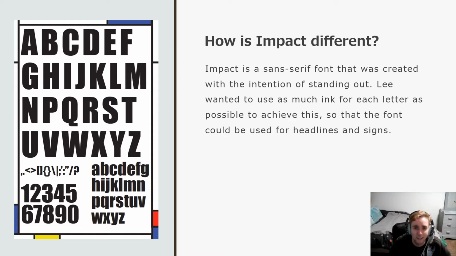How is Impact different? Well, to start, Impact is a sans serif font that was created with the intention of standing out. Lee wanted to use as much ink as possible for each letter to achieve this, so that the font could be used for advertising on signs and for headlines and that sort of thing to catch people's attention.